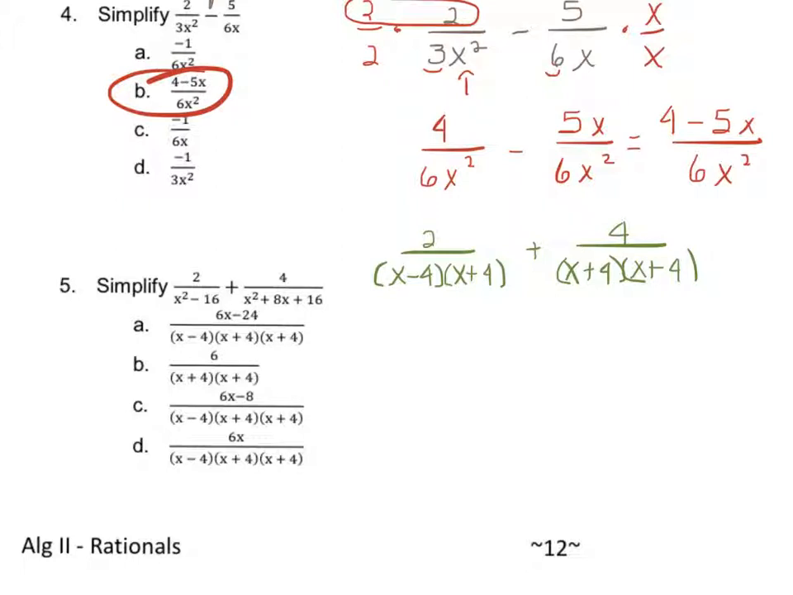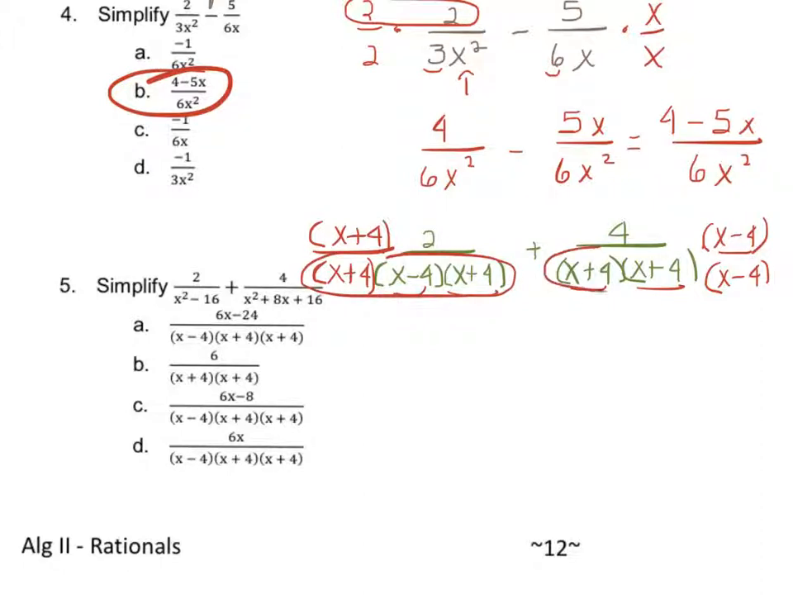So now when I compare denominators, this one has an x minus 4, x plus 4. This one has two x plus 4s. So the one on the left needs another x plus 4 so that it has two of them. And the one on the right needs an x minus 4. Now you can see that the denominators are identical to each other.